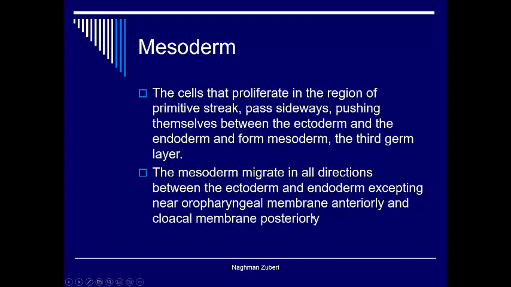Mesoderm. The cells that proliferate in the region of the primitive streak pass sideways, pushing themselves between the ectoderm and the endoderm and form the mesoderm. That is the third germ layer. Mesoderm migrates in all directions between the ectoderm and endoderm, excepting near the oropharyngeal membrane anteriorly and the cloacal membrane posteriorly.